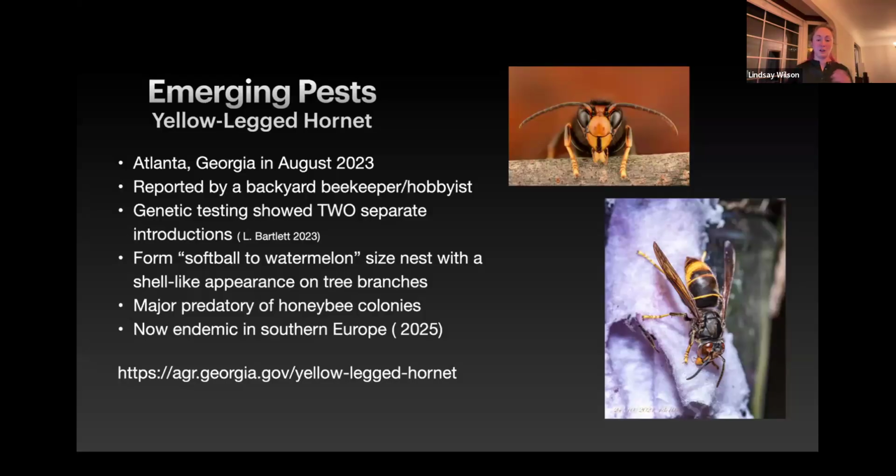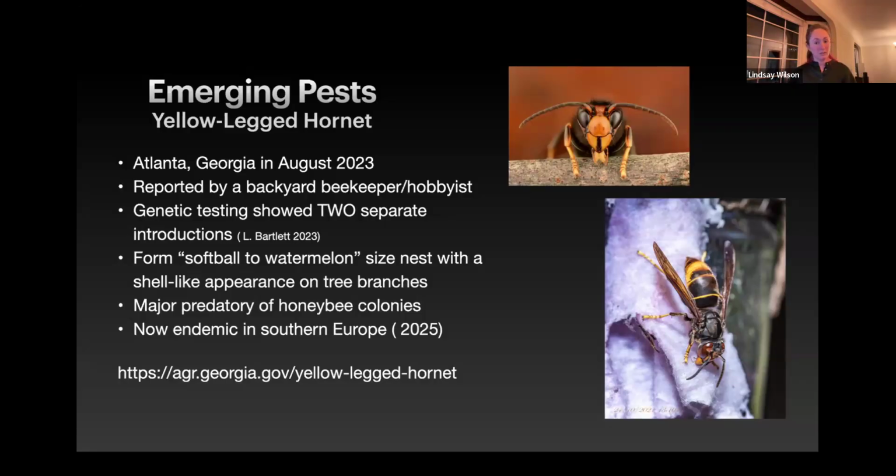They will form a softball-sized nest, almost like a paper wasp, on a tree branch, and they will also take out a honeybee colony in a short amount of time. The Georgia Agriculture Commissioner or Agricultural Center has a great website link with more information about identifying them. If you ever see a hornet that looks funny and you can catch it and kill it, I encourage you to put it in a jar with some alcohol and save it. You can always ask Ag Inspection to assist us with identifying a funny looking hornet and seeing if it's something that should not actually be here.